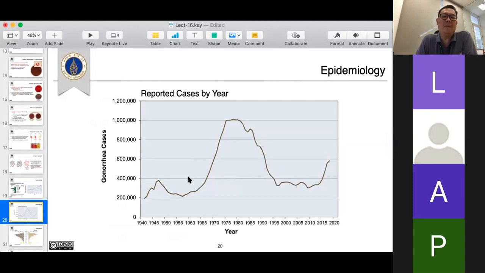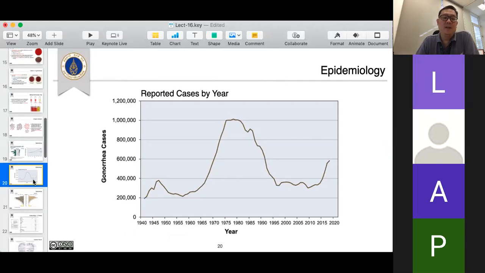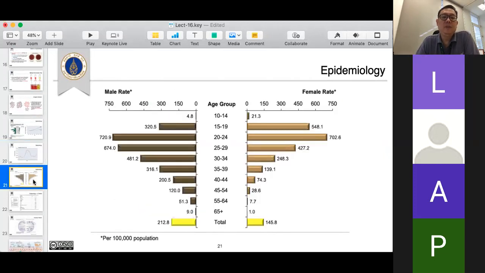When we think about the distribution by year, gonorrhea was very dangerous a long time ago, and the number dropped again until 2015. Gonorrhea came back with this wave of antibiotic resistance. That's why we need to be concerned about it. By age group, gonorrhea is mostly 20 to 24; they get infected, university students quite a lot in the US.